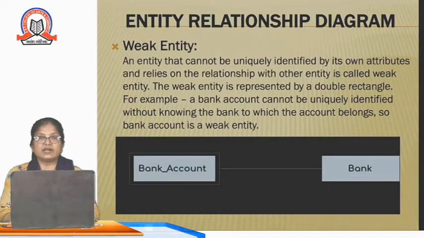Now there are different types of entities, like weak entity. An entity that can be uniquely identified by its own attributes and relies on the relationship with other entity is called weak entity. For example, we can see that bank account cannot be uniquely identified without knowing the bank to which the account belongs. So bank account is the weak entity and we will represent it by the double rectangle.